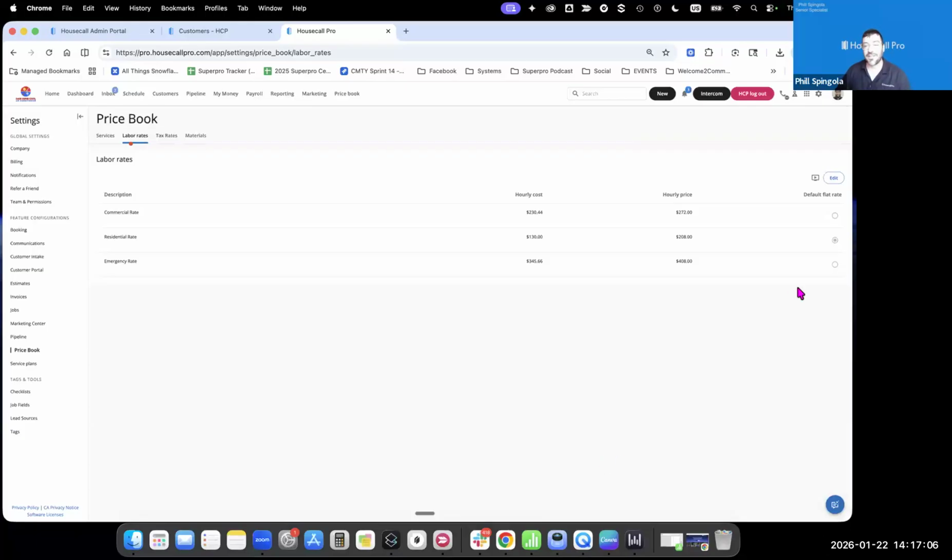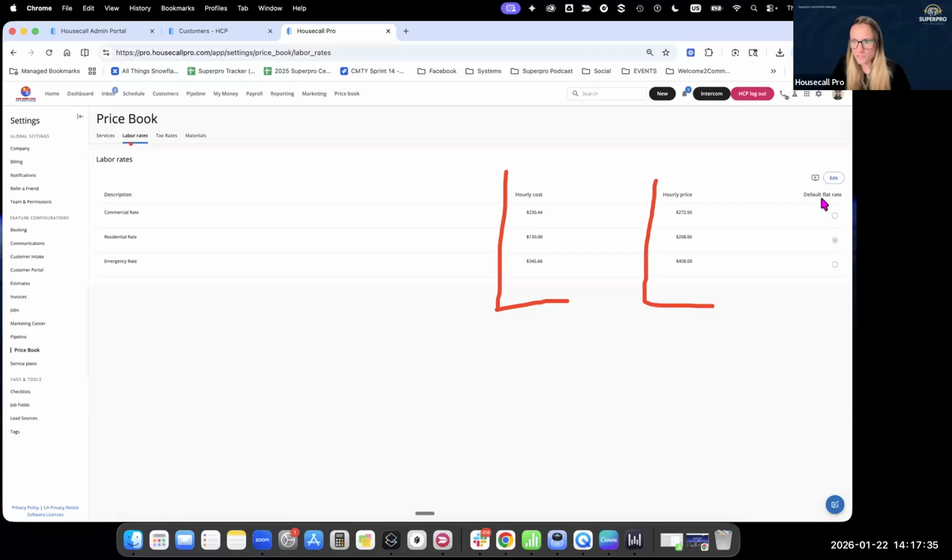So once we get into labor rates, as you can see here, we have a spot for our hourly price and our hourly cost. Hourly price is always what you are charging your customer. Your hourly cost is what your break even is for that hour. So any costs, any overhead, you'll want to put it in there. It's not necessarily required, but it is encouraged that you have accurate numbers in here so that the system can accurately give you the information in your reporting.